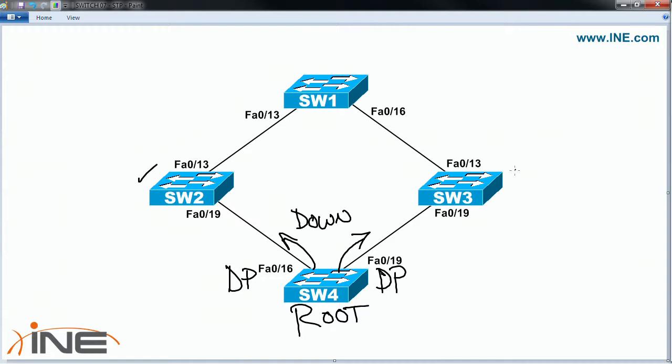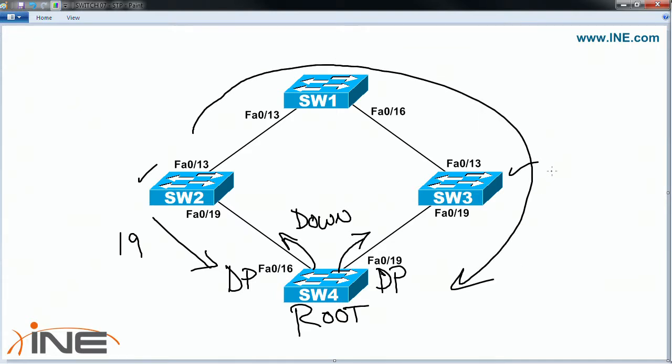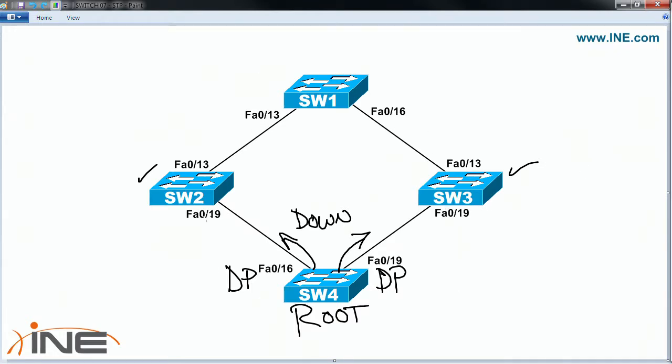From switch 2 and switch 3's perspective, they look at the possible cost values they can use to reach the root. If I go this direction, my cost is 19. If I go in this direction, the cost is 19 times 3, because there's this hop, and this hop. This means that from switch 2's perspective, this is my root port. Same thing happened on switch 3.